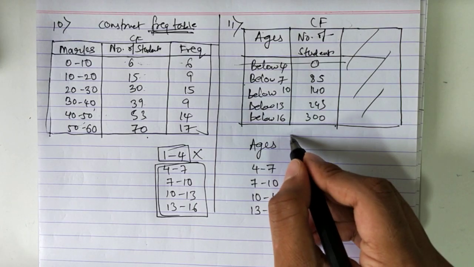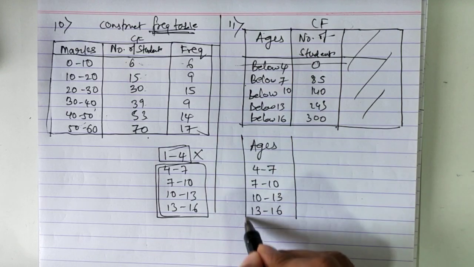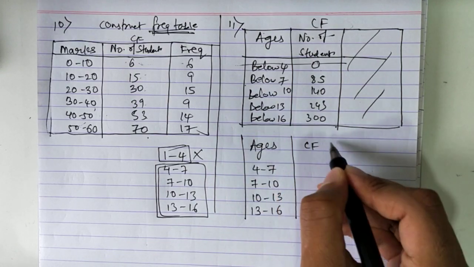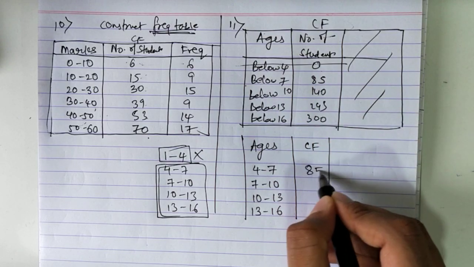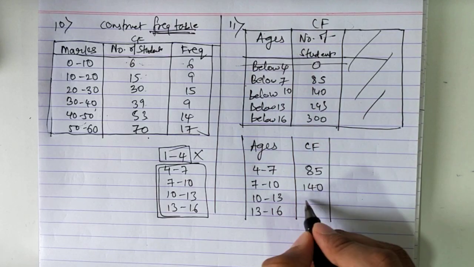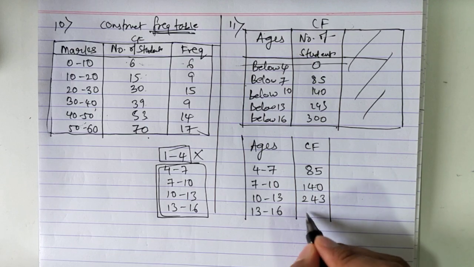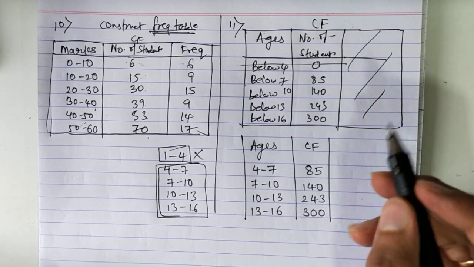And I'll copy the values of CF. Those are 85, 140, 243 and 300.